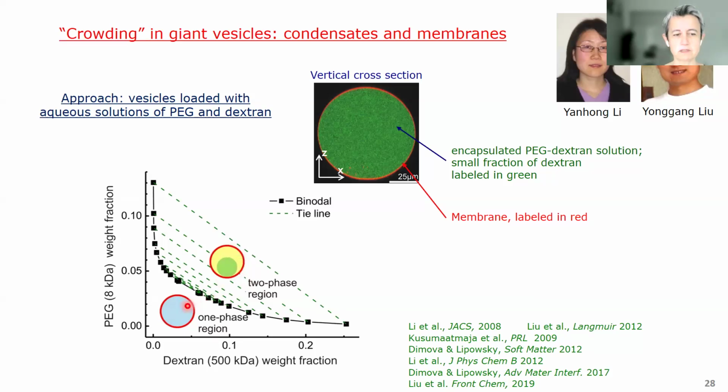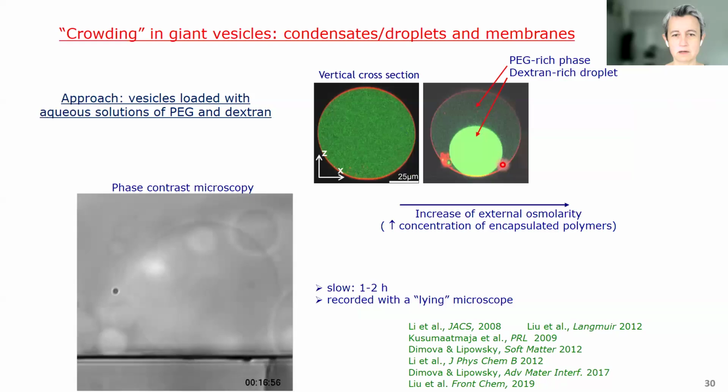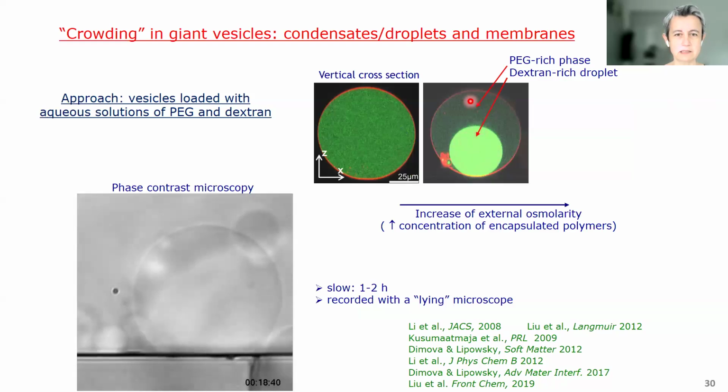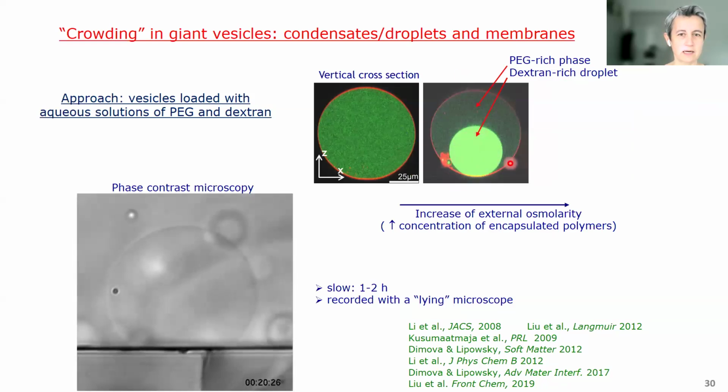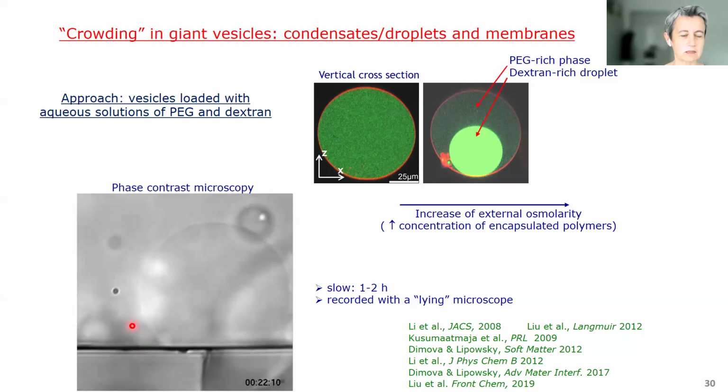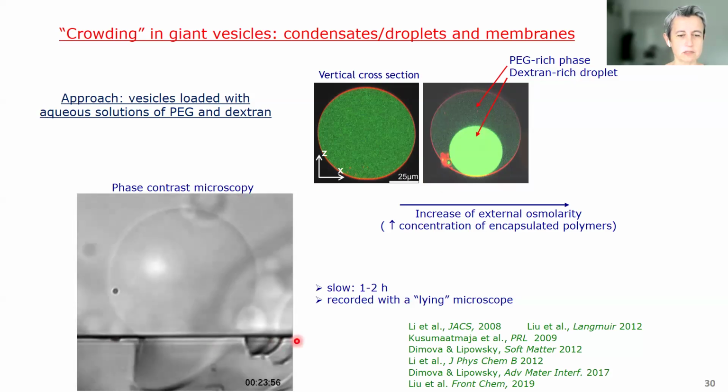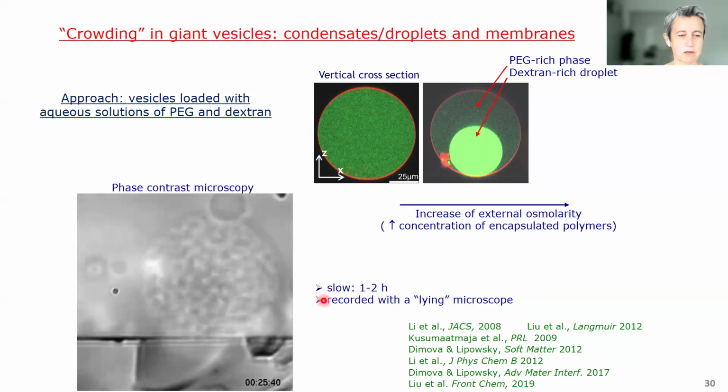So we wanted to have this phase separation inside the vesicles by crossing this binodal. And you can do that by exposing the vesicles to high osmolarity solution. The membrane is permeable to water, so water leaks out and the polymer gets concentrated, and there you go, you have phase separation inside. This is a vertical cross-section of the vesicles, and here is a phase contrast of the process, which is sped up. It takes about 2 hours.